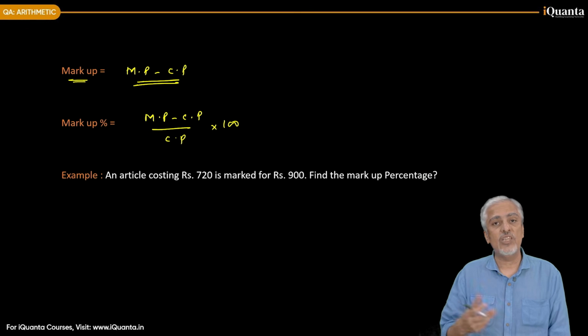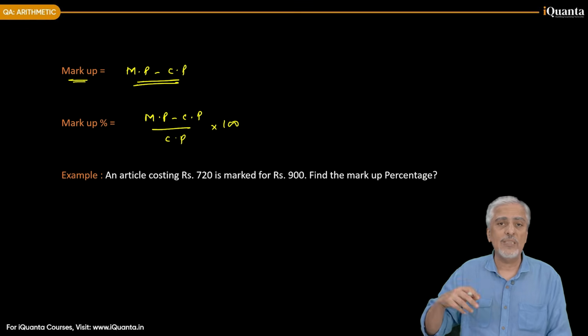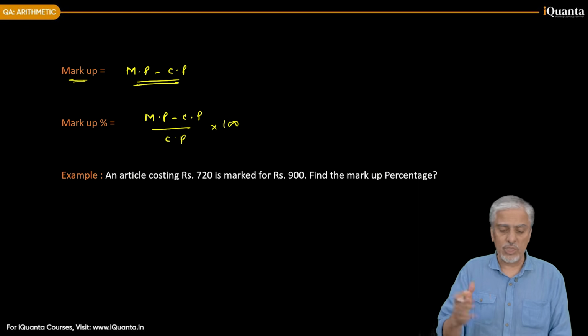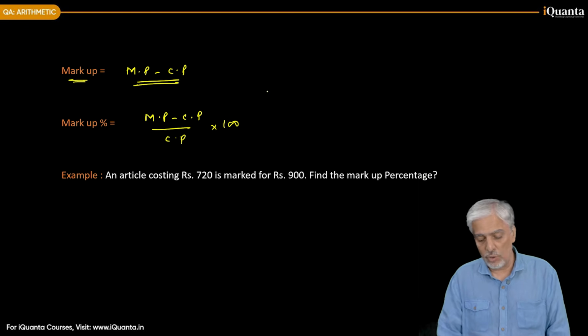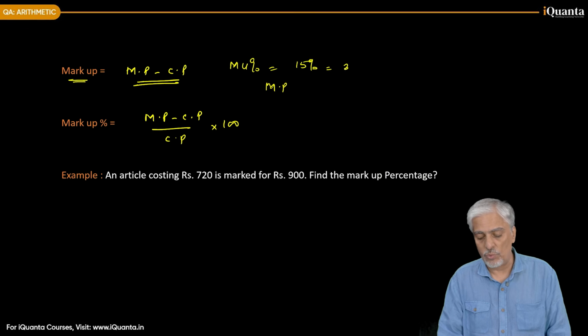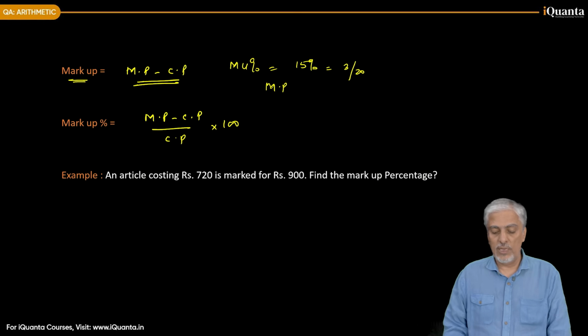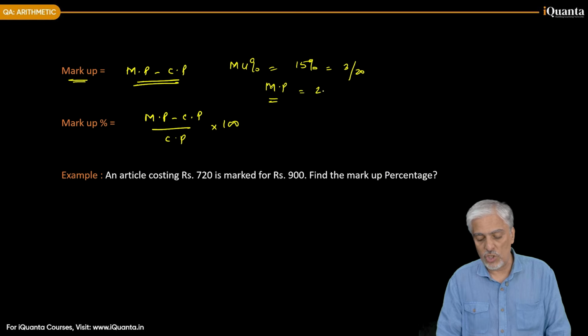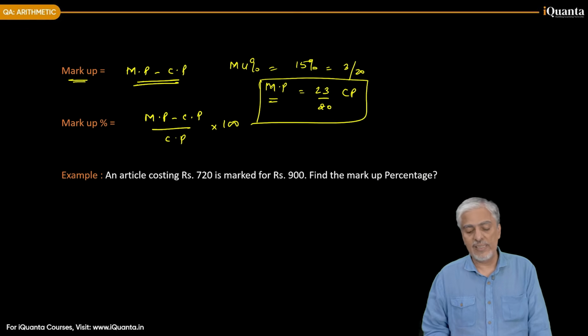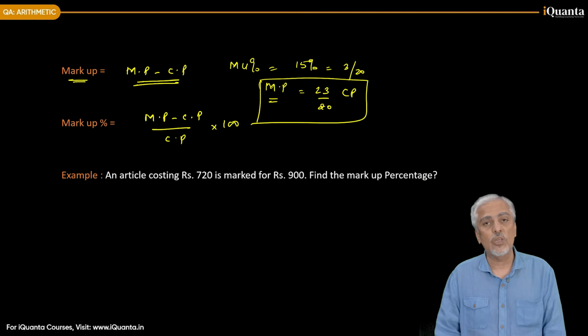And the fractional relation can also be that way. Markup, normally you always mark it up only. That is why the word markup is there, not markdown. There can be marked down also. We'll discuss that some other time. So if in a question you say markup percentage is say 15%, 15% is 3 by 20. So we can say the mark price is 23 by 20 of the cost price.